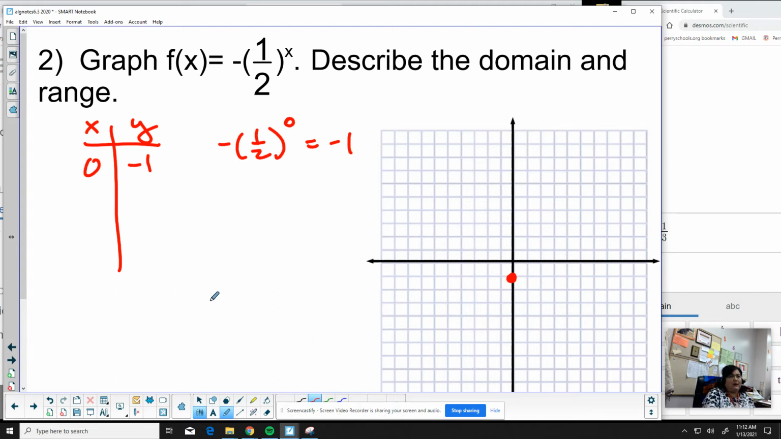And if I try 1, so -(1/2) to the 1. Well, (1/2) to the 1 is 1/2. And then that'd be -1/2. Well, I can graph that. So 1 and then down a little bit. If I do 2, it's going to give me a fraction that's between here. So I don't think I'm going to do 2. I think I'm going to go the other way and do -1.